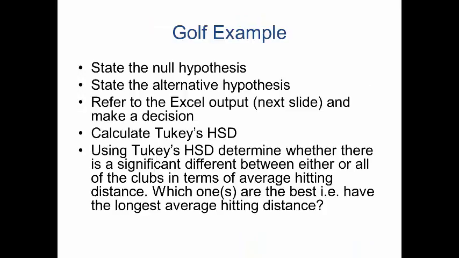So what we do when we work through this example and all one-way ANOVA examples is state the null and alternative hypotheses, look at the Excel output and make a decision. If that decision is to reject the null hypothesis, then we go on to our multiple comparisons. And in this unit, we're looking at calculating the Tukey's honestly significant difference confidence intervals, and from this determining which clubs are significantly different in terms of their average hitting distance.